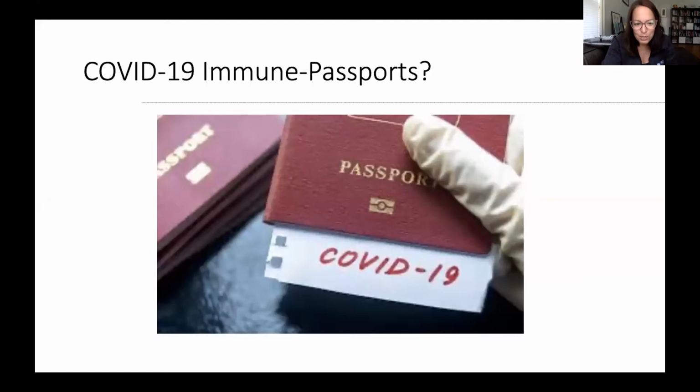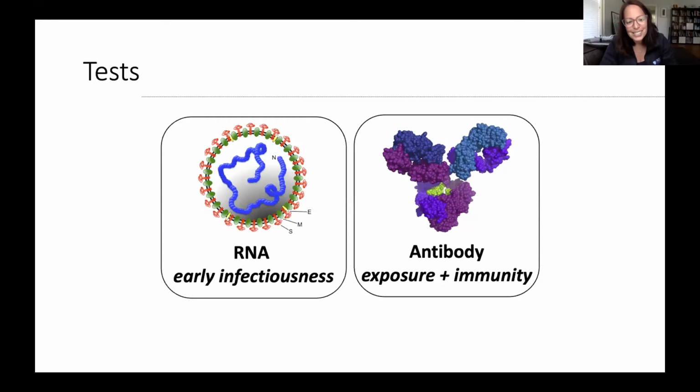So I think it's important to understand what the tests are that we're using. If we measure RNA, we are actually capturing information about the infectiousness of a given individual, of their current status of essentially shedding the virus in their upper respiratory tract and their ability then to potentially propagate the infection. But this has nothing to do with immunity.